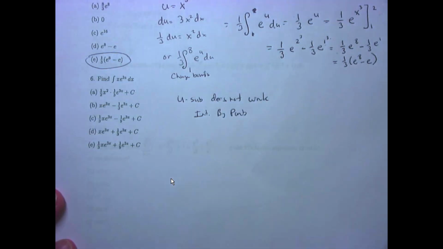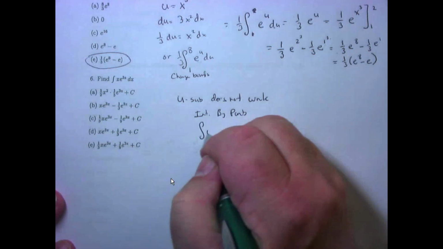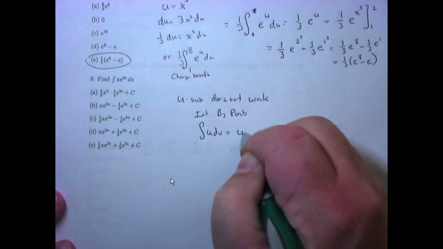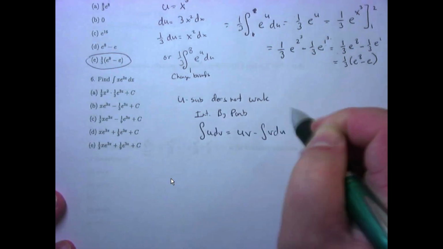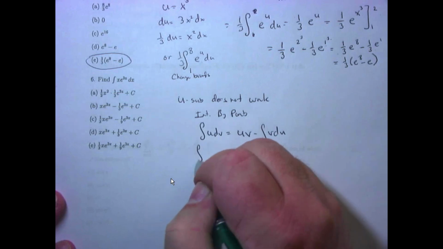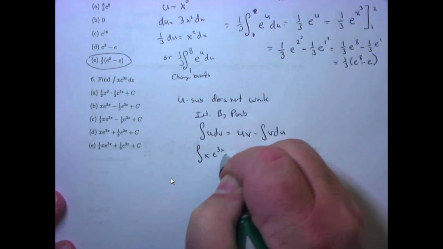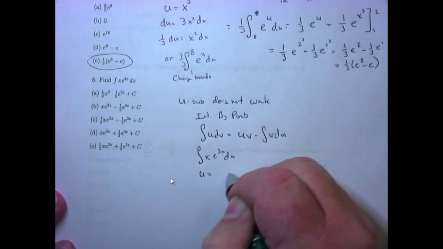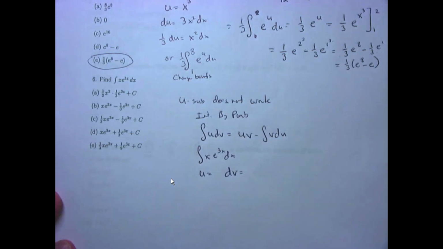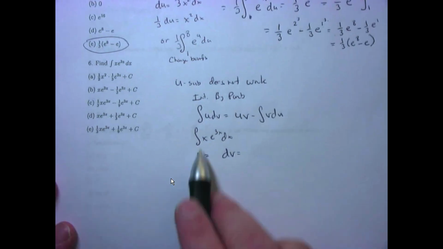What is the formula that you have memorized for integration by parts? Integral of u dv equals uv minus integral of v du. The original problem was the integral of x e to the 3x dx. What are you going to let u equal to? What are you going to let dv equal to in terms of my problem here?